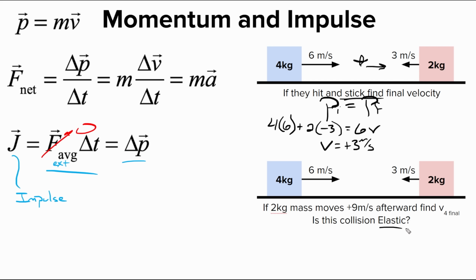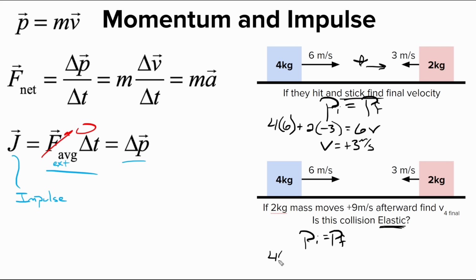If it's an elastic collision, that means kinetic energy is conserved. So let's just check, is this collision elastic? Well, whether it's elastic or inelastic, if there's no external forces, momentum will be conserved. So let's find out. So momentum initial equals momentum final. That's true for elastic or inelastic.